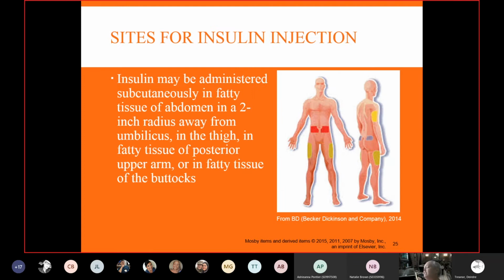So sites for injecting your insulin, remember, it has to be sub-Q, so it has to be a fatty area. So the abdomen, a 2-inch radius away from the umbilicus, in your thigh, generally on the outer aspect here. You can also do the fatty part of the upper arm, generally on the back side of the upper arm. And then, of course, fatty tissue on the buttocks, which is the upper part.